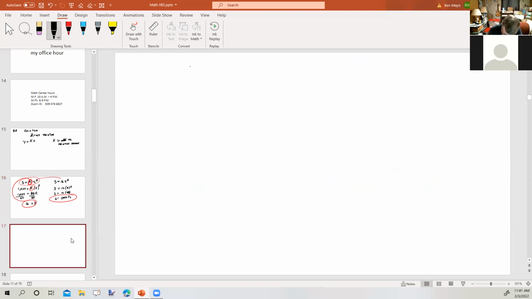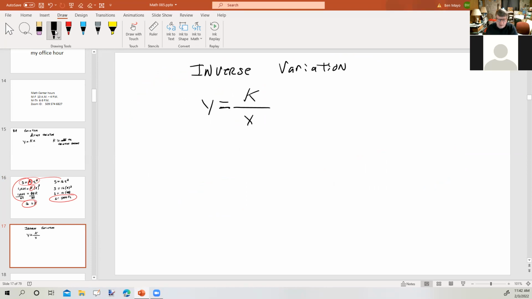Next kind of variation, inverse variation. Y equals K over X. So now we have this reciprocal situation. K is still present, K is always on top, but now the variable X is down below, okay?